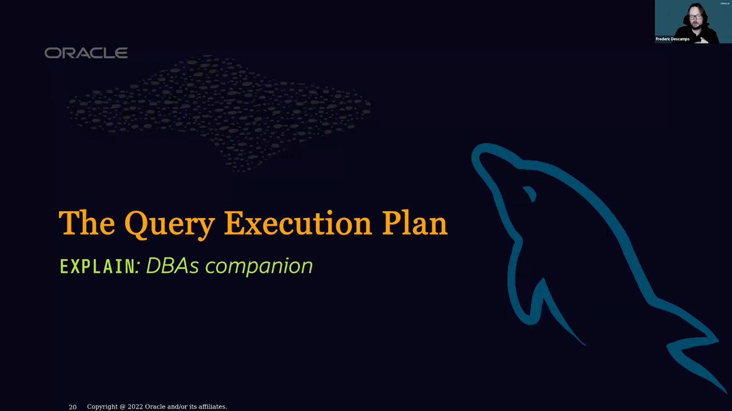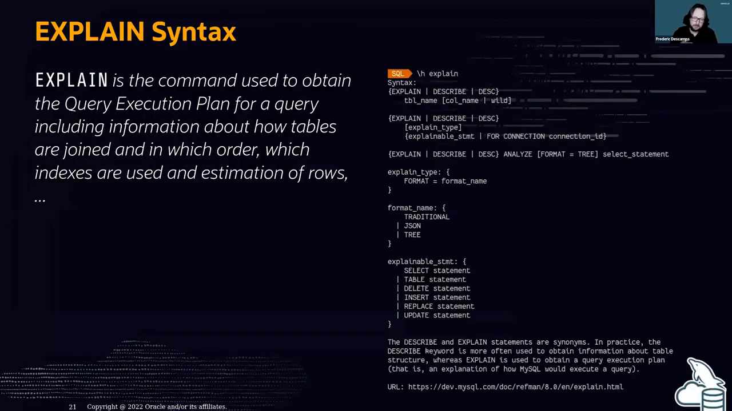And the query execution plan, we can also, as a MySQL DBA, check it, and EXPLAIN is our best companion for that. So EXPLAIN is the command that we're going to use as a DBA to obtain the query execution plan for a query, including information about how the tables are joined, in which order, which indexes are used, and the estimation, of course, that the optimizer makes. So here on the right, you can see the help of the EXPLAIN command, right?